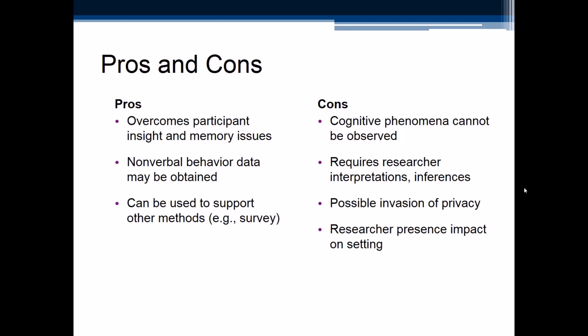Difficulties is that observational studies rely on the researcher's inferences rather than necessarily knowing why people are behaving in a certain way. There are ethical issues such as invasion of privacy if people aren't aware they're being studied and would prefer not to be studied. And there can be issues with the researcher impacting on the research setting if they're sticking out like a sore thumb and people are starting to behave differently.